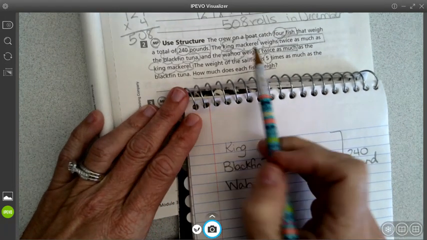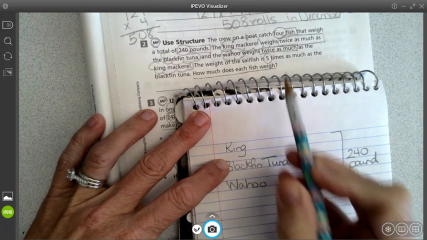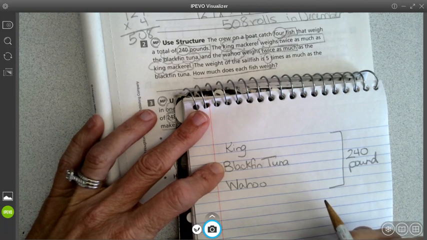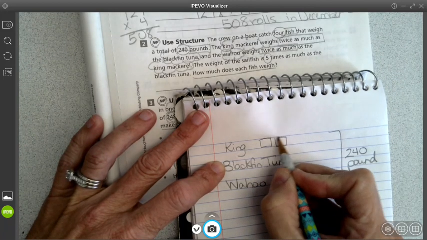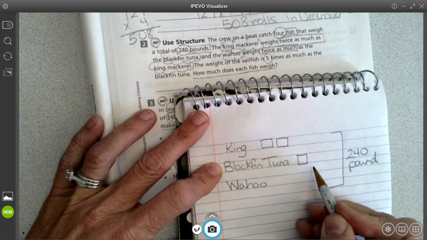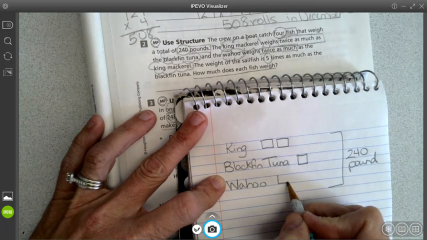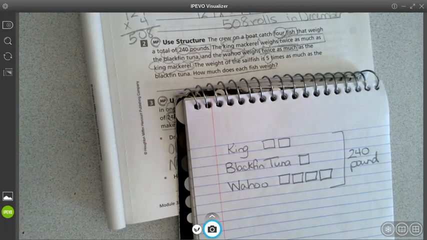So, I have the king mackerel twice as much as the blackfin tuna, and the wahoo twice as much as the king mackerel. All right, so let's see what we can do here. The king mackerel weighs twice as much as the blackfin tuna. So if I put those 2 boxes here, that means my blackfin tuna gets the 1 box. And the wahoo weighs twice as much as the king mackerel. What is twice as much as 2? I think that would be 4.